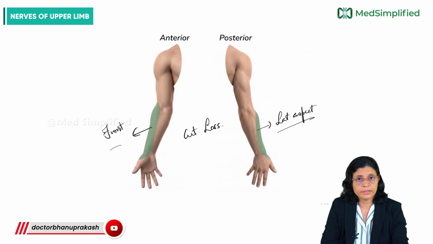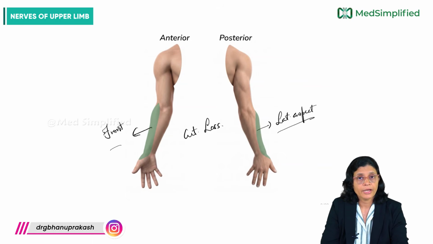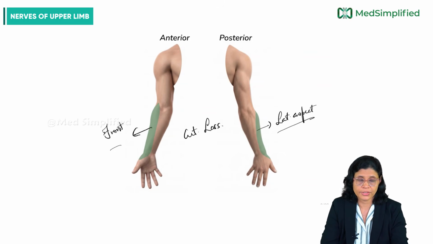So here the muscular supply is mainly to the anterior compartment muscles, and if it is injured, then there is loss of biceps tendon reflex, the loss of flexion and supination, and the cutaneous loss will be mainly along the front and lateral aspect of the forearm. So that is the main signs and symptoms of musculocutaneous nerve injury. So let's move on to the next nerve.